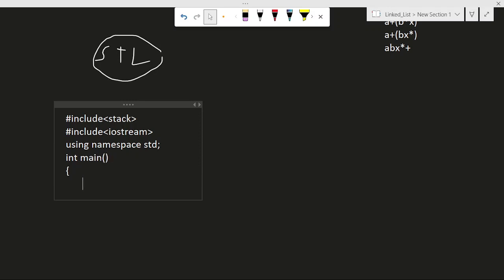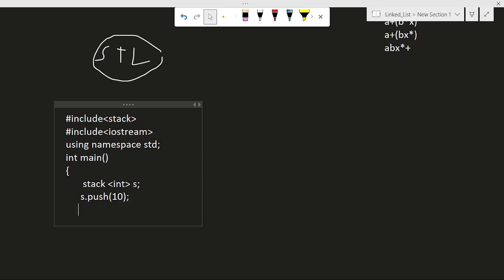How to create a stack? You don't need to create any node or anything like that. What you do is stack, then int, then yes. So I created a stack with the name yes. So how do you push any element into this stack? It is so much easy. yes.push(10). Okay, that is how it works.